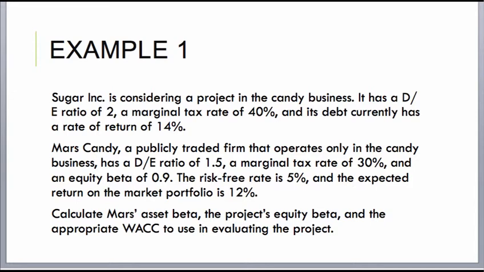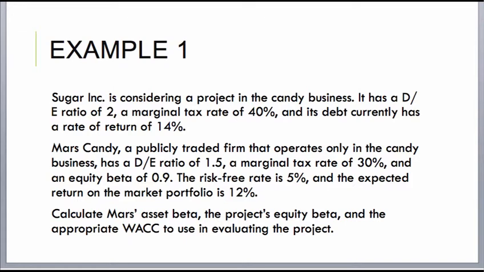Mars Candy, a publicly traded firm that operates only in the candy business, has a D/E ratio of 1.5, a marginal tax rate of 30%, and an equity beta of 0.9. The risk-free rate is 5%, and the expected return on the market portfolio is 12%.